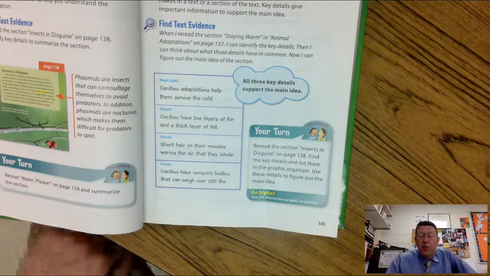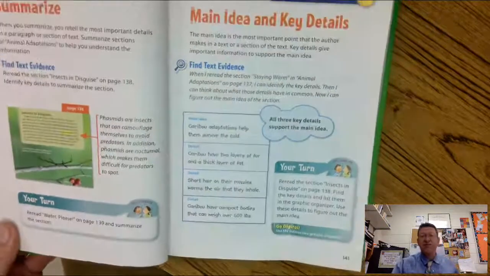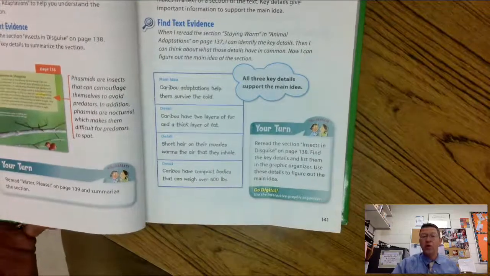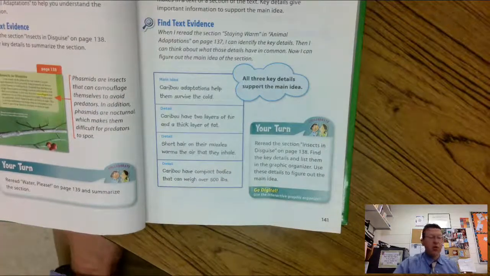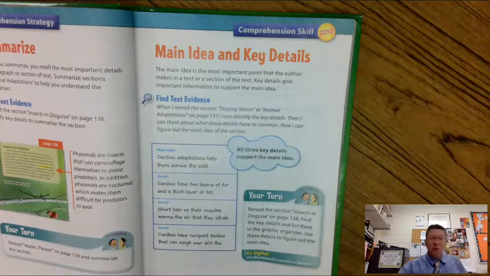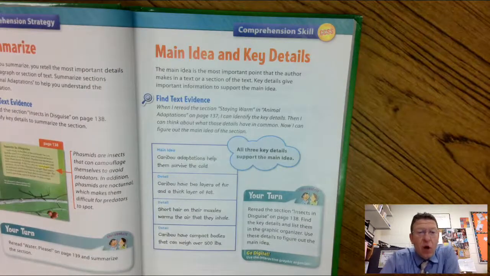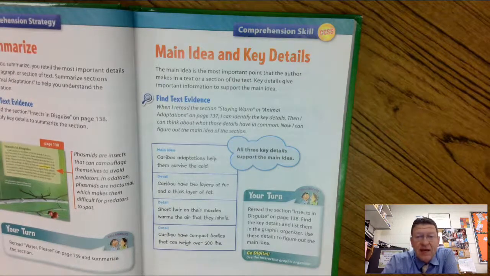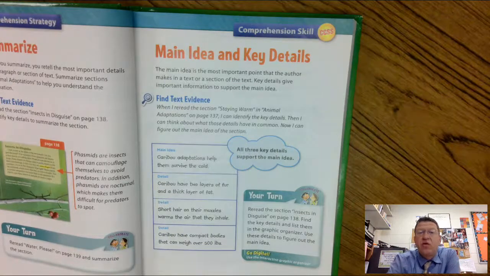All right, class, we're going to take a look at our third objective for today and do a little work with it. It's on page 141 in your short reads. It's main idea and key details. The main idea is the most important point that the author makes in a text or section of text. The most important point. Key details give the information to support the main idea.